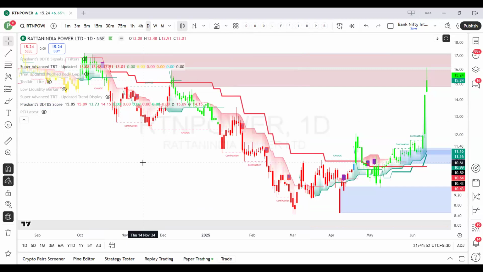Now there will always be confusion in our minds. What is this doing? What does this green gradient mean? What is the meaning of this thick green line? How to interpret all these things? I have told you to study these things.